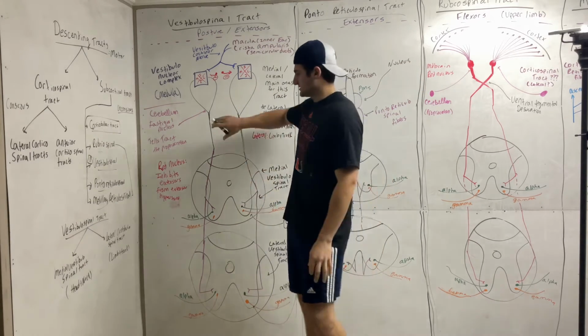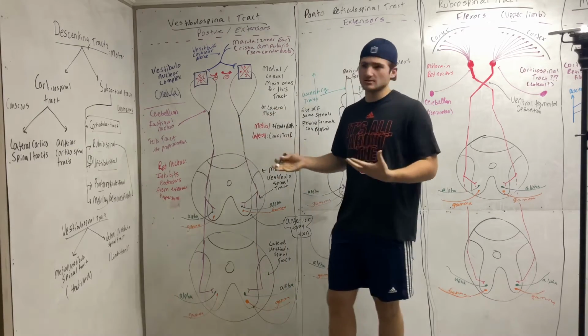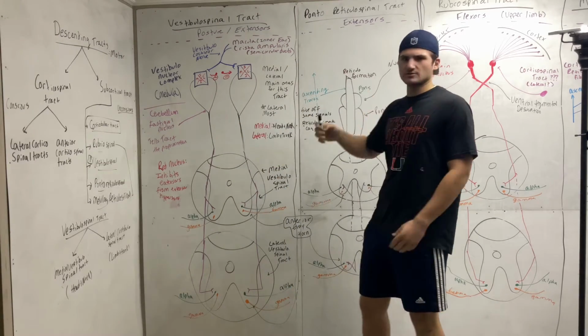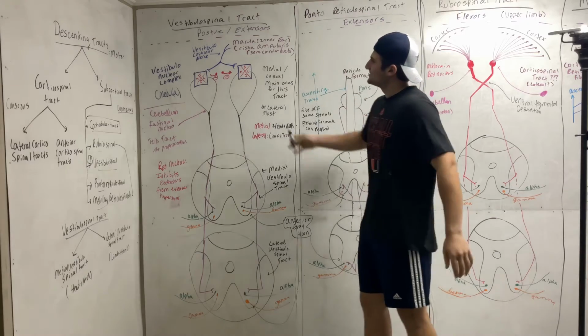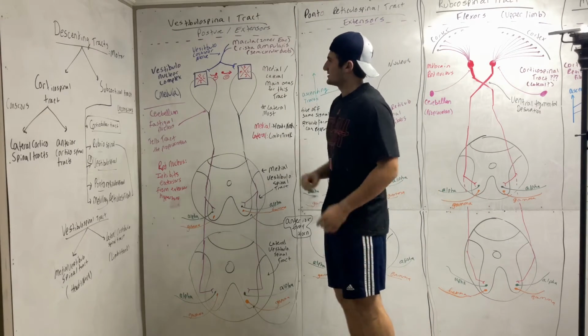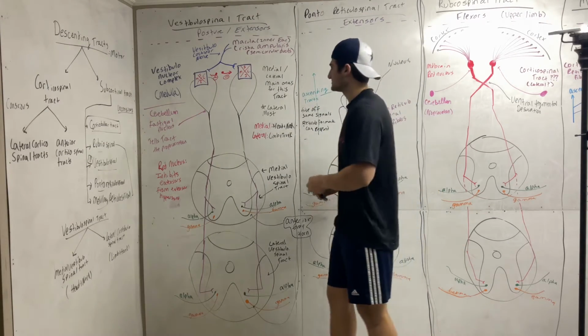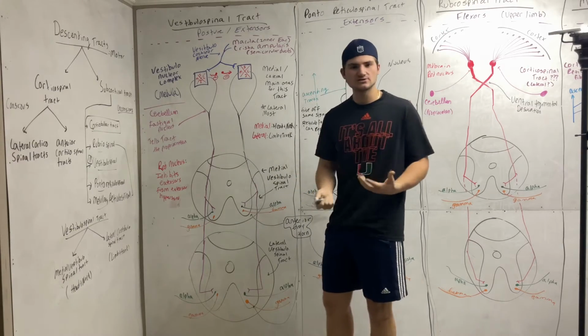Now, I said I'm going to start over here, right? I'm going to just go left to right, left to right. Okay, so the vestibulospinal tract, it's for posture and extensors. Now, what does it even do?